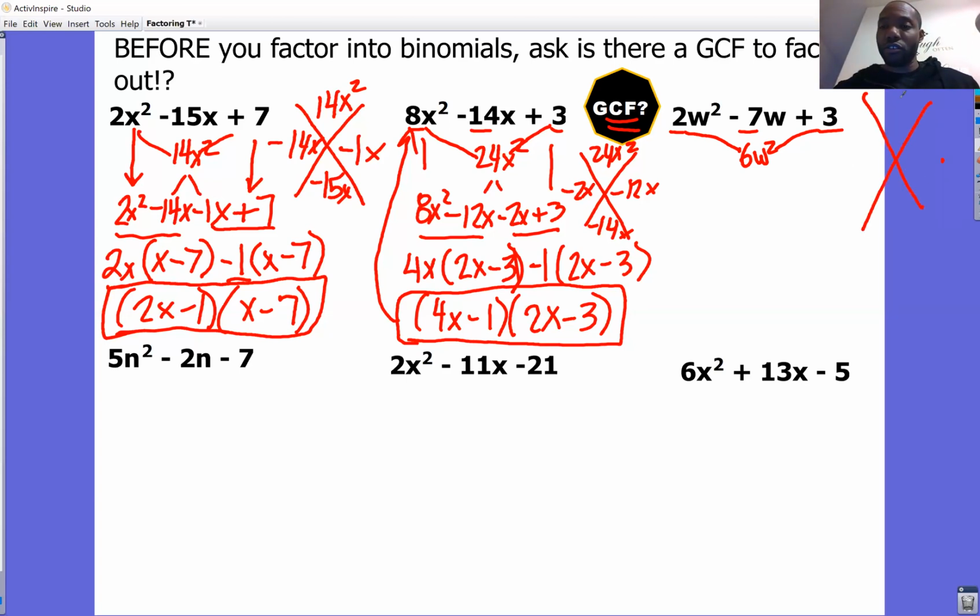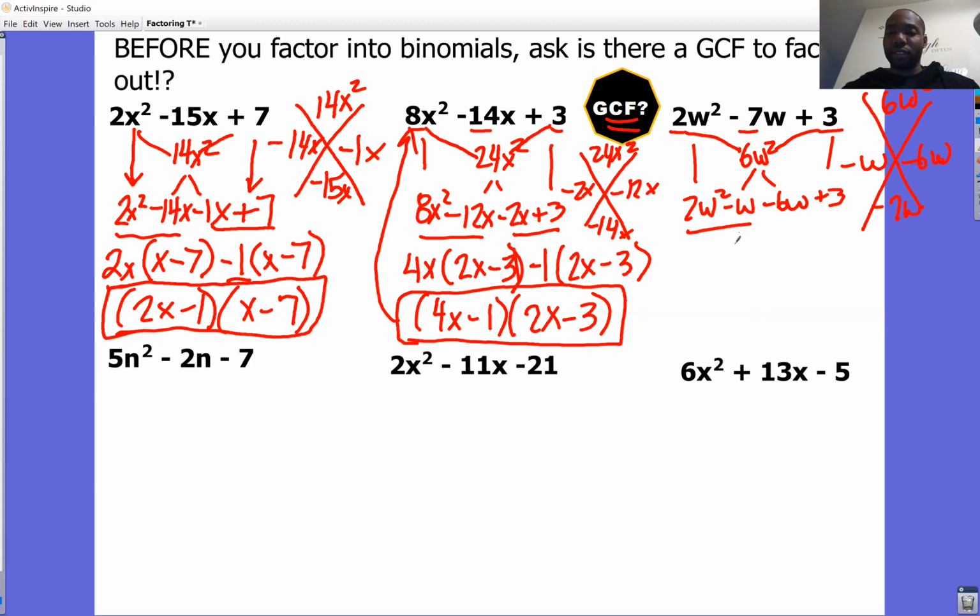All right, so I end up with 6w squared, negative 7w down here. What do I need? The only thing that's going to add to give me negative 7 is going to be a negative 6w and a negative w. It's the only thing that I can do. So we break this down into negative w minus 6w, bring down the 3, bring down the 2w squared. And now we factor by grouping.